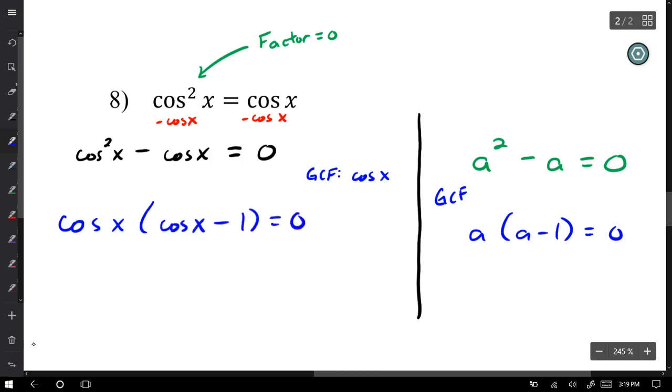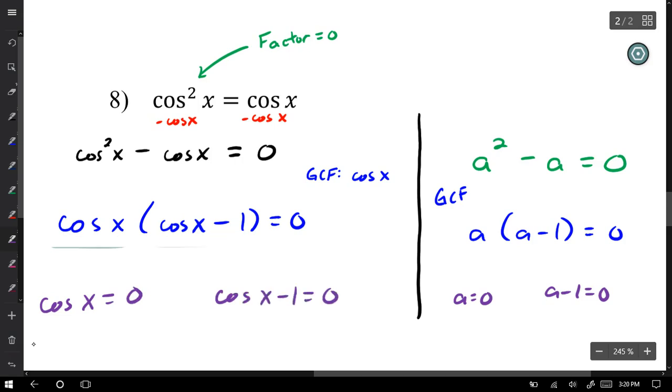Notice the structures are the same. I have an object on the outside, I have an object on the outside. I have an object minus 1, I have an object minus 1. So the way I factor with a's is going to be the same way I factor with cosines. How do I keep on going with the right-hand side? Well, when you're factored, you set each factor equal to 0, and then you solve. It's no different with cosines. I'm going to set each one equal to 0, and then I'm going to solve.